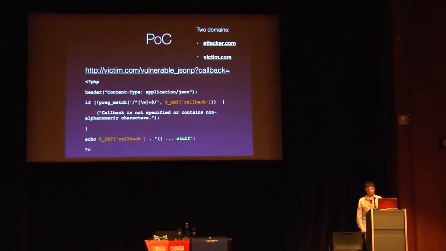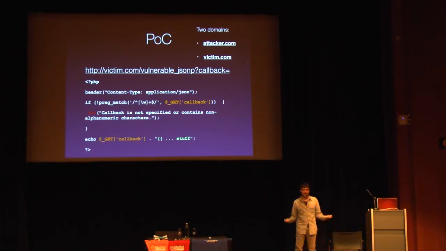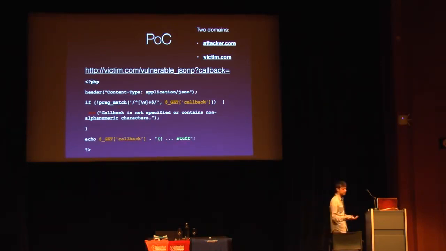So let's just suppose that we have two domains, victim.com and attacker.com. victim.com has a vulnerable, well, working as intended JSONP endpoint that just reflects the callback. This is PHP mostly because PHP is simple to write. I don't love PHP, but this just checks that the GET callback is made of alphanumeric and underscore characters, which is \w in the regular expression, and it reflects it, and then adds open parentheses, open brackets and so on.